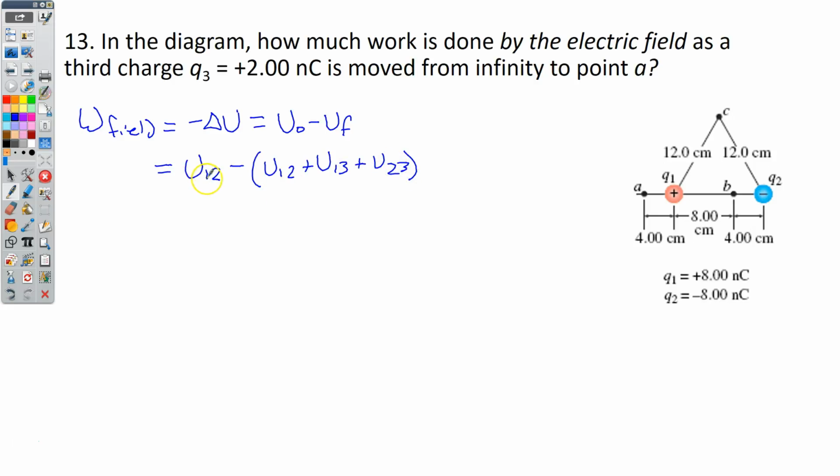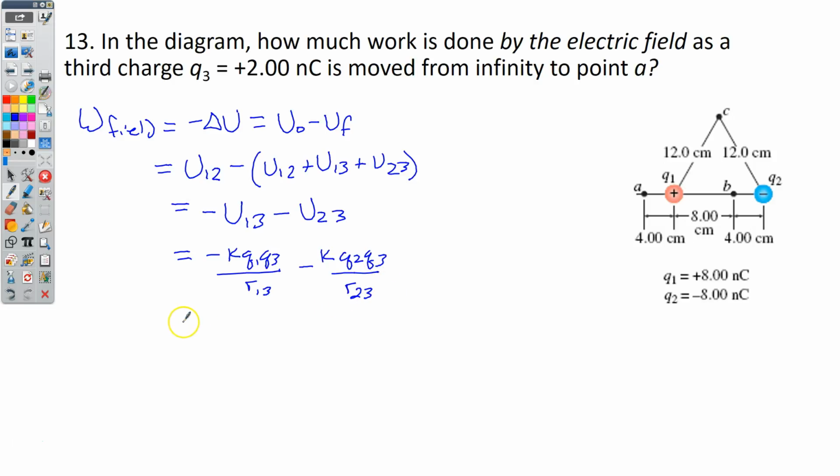So if we go through and do some math, we'll end up seeing that this is really just the negative energy between 1 and 3 minus the energy between 2 and 3. Okay, so let's put in our equation. Our equation here is negative k q1 q3 over r, and that's between 1 and 3, minus k q2 q3 all over the distance between 2 and 3. Now we can plug our numbers in.